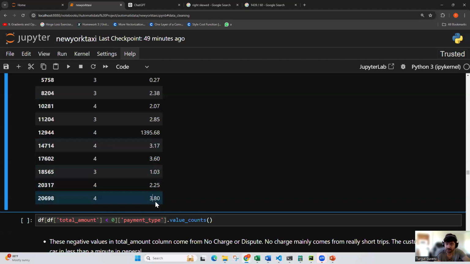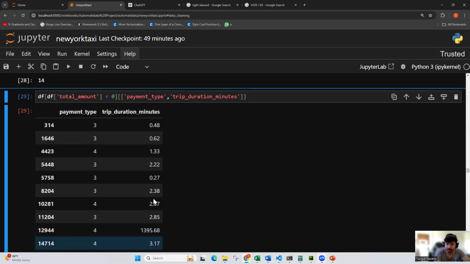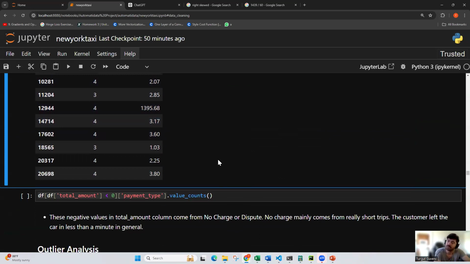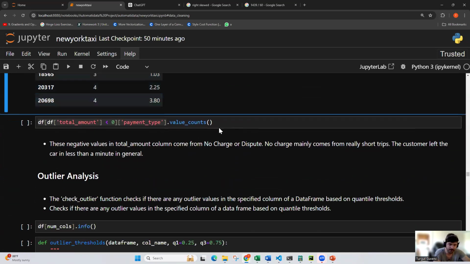That's why disputes seem a little bit longer. But as you can see, no charge means this ride actually didn't happen. That's why we are seeing those negative total amount values. And disputes, of course, there might be a report. The customer would report that ride, and the driver as well, so we can understand what happened. But as we can see, we can say that these rides actually didn't happen. Okay.